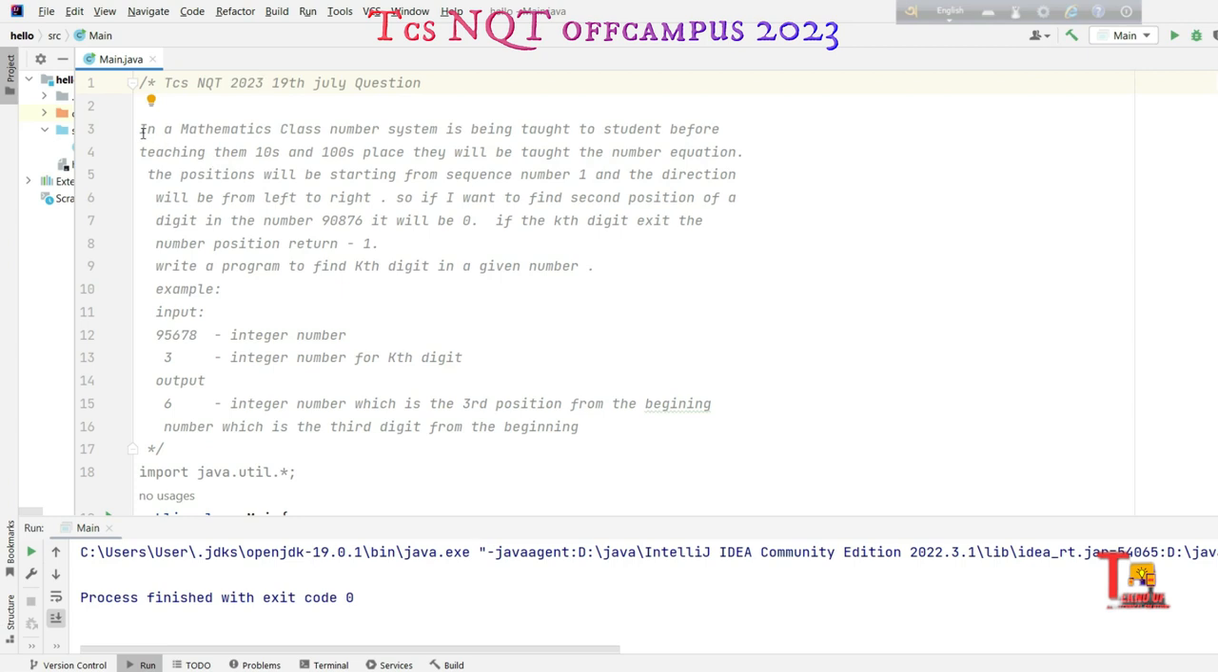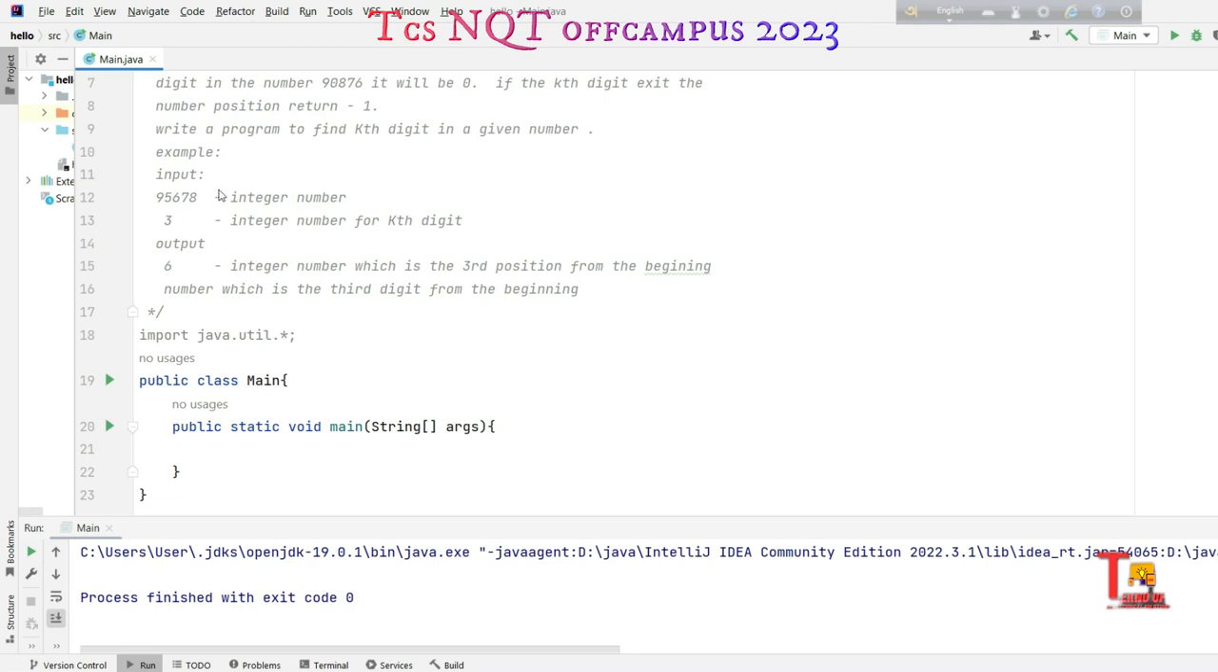This says that in a mathematics class, the number system is being taught to students before teaching them tens and hundreds places. They will be taught the number equation. The position will start from sequence number 1 and the direction will be from left to right. So if I want to find the second position digit in the number 90876, it will be 0. If the kth digit does not exist in the number, return minus 1. Write a program to find the kth digit in a given number.